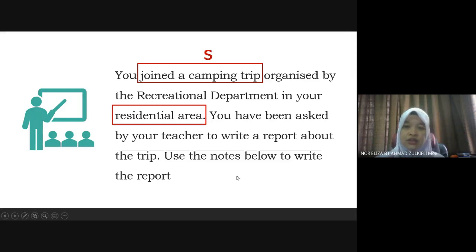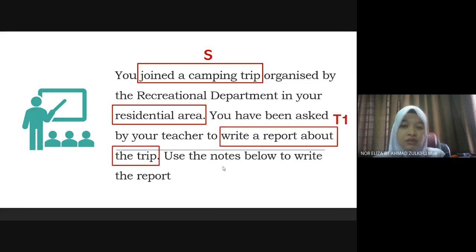Okay, so the situation is you have joined a camping trip organized by your residential area department. And then task number 1 is to write a report about the trip. Remember, your situation is this. When you write the report, always remember that you are the one who joined the camping trip, not your friend or anybody else. It is you who joined the camping trip.